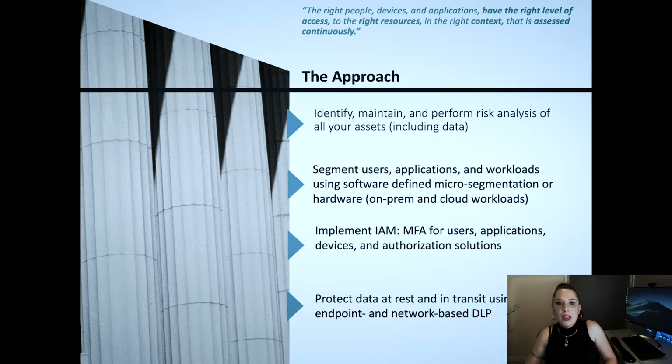Let's talk about the approach to implementing zero trust. Hopefully everyone is with me. Everyone's cool at this point. We've talked about what zero trust is. We've talked about the tenets of zero trust and what that actually encompasses. Now let's talk about actually how to implement it. The right people, devices, and applications have the right level of access to the right resources and the right context that is assessed continuously. That is the definition of zero trust. Ensuring all of those things.